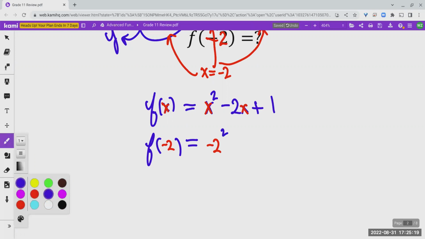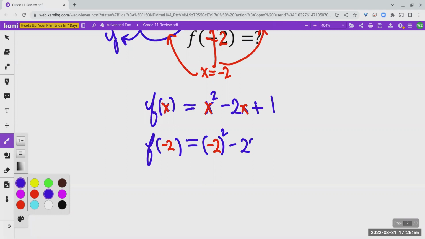Negative 2 squared, right? Well, not quite. If you write this, you're going to make a mistake. You need to have brackets. If you don't have the brackets, you're only squaring the 2 and not the negative sign, because the negative sign is basically saying it's negative 1 times 2. If you want to square negative 2, you need to square the negative sign. Therefore, you need to put it in brackets. Make sure you have that, because otherwise you will get the wrong answer.